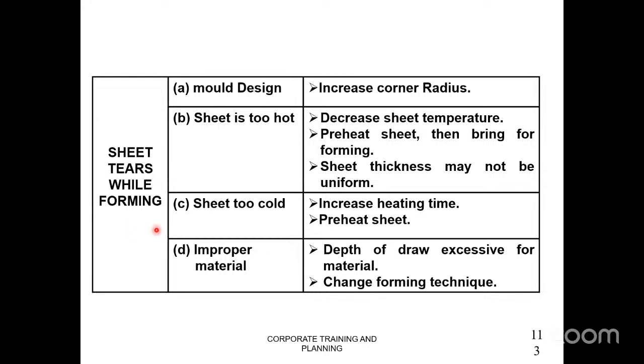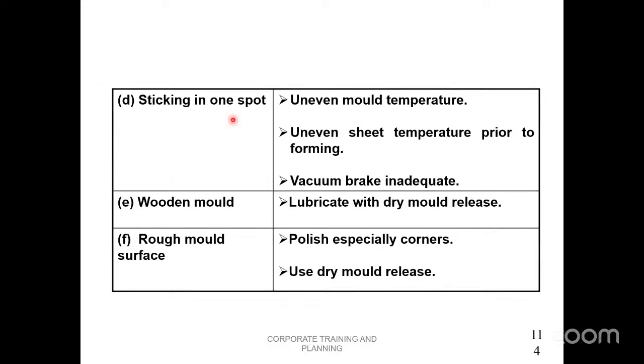Sheet tear while forming. Now, this happens many times because of a thin sheet, not proper mixing, or the sheet is not complete. There are mold design problems. The sheet may be very hot or very cold, and that also affects the tearing property. Then sticking in one spot, maybe the sheet will tear or break. Wooden mold also affects the sheet. A rough mold surface also causes tearing of the sheet.